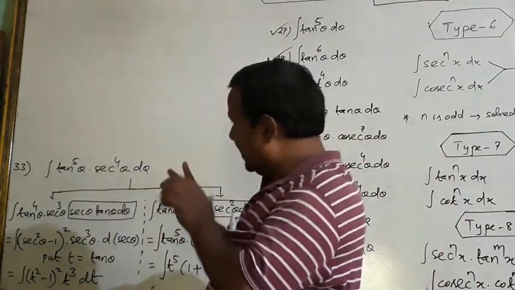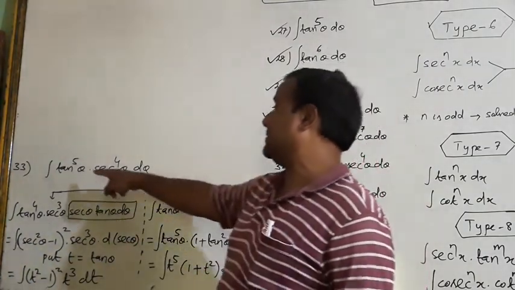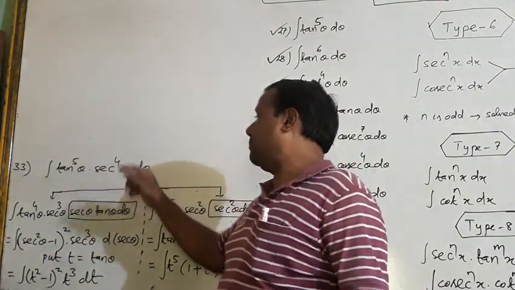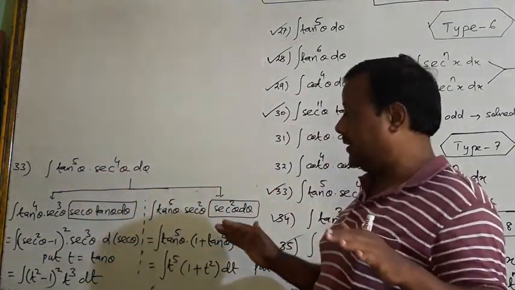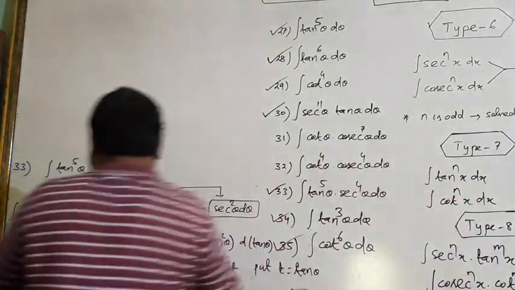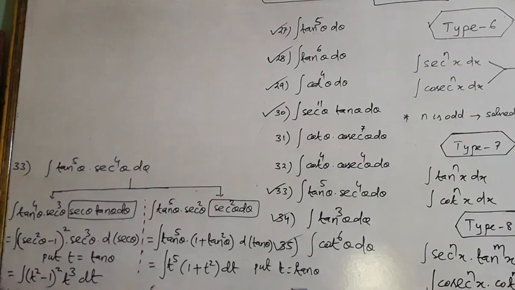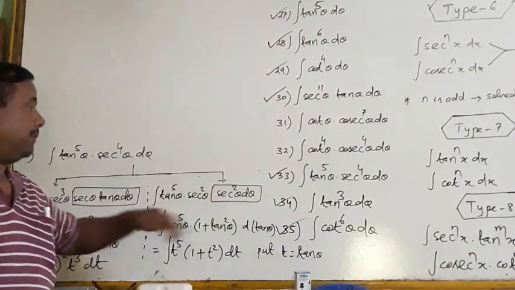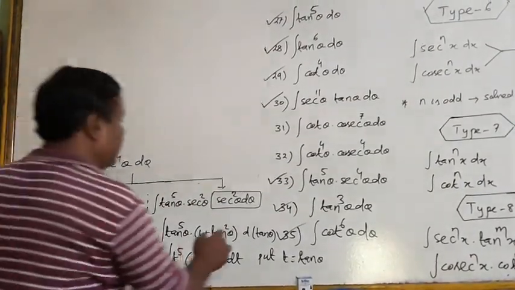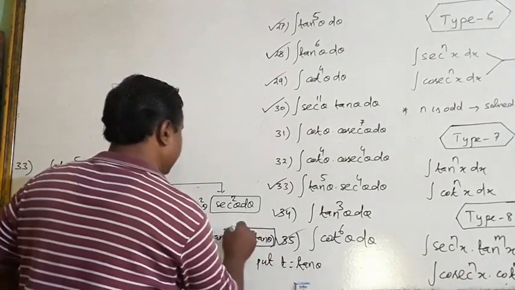Look at number 33. What happens there? It is tan power 5 sec power 4. Now you can separate in two ways. Either you take sec theta tan theta, or you take sec square theta. If it is sec square theta, mind it, it is the derivative of what? It is the derivative of tan theta.